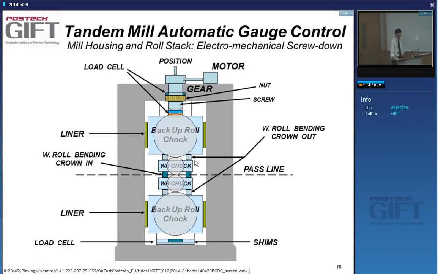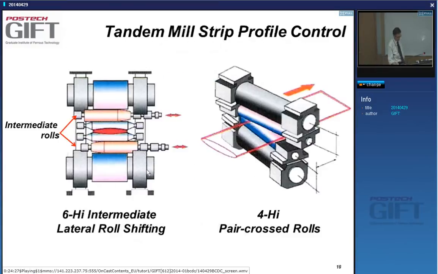As I had said, in most modern mills we will also have the possibility to improve the strip profile. That's the cross-sectional shape of the strip. That is done, for instance, in this case, by roll-bending capsules. That means you have little hydraulic capsules here that can bend the roll, so you achieve the right roll profile.